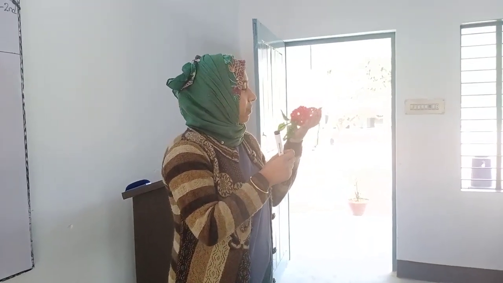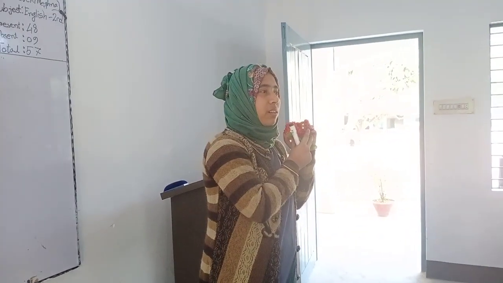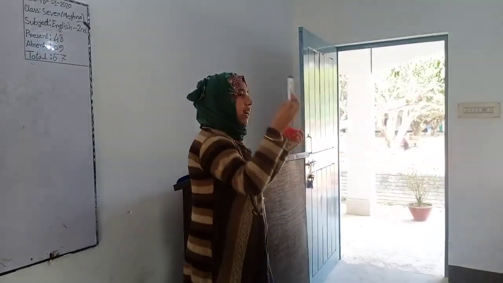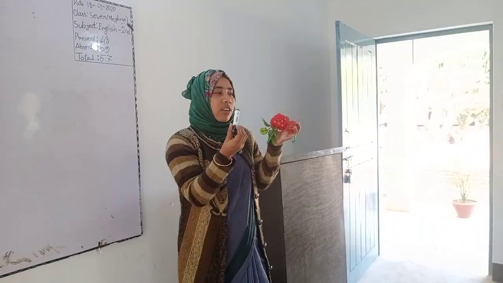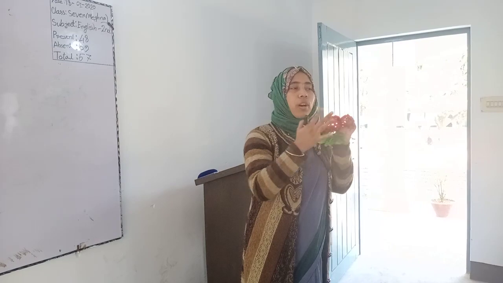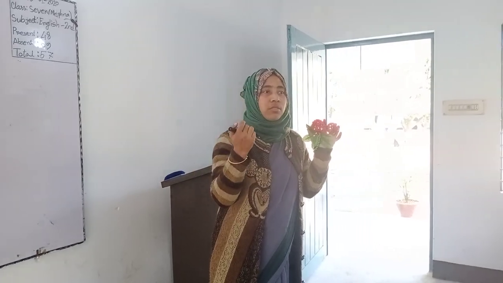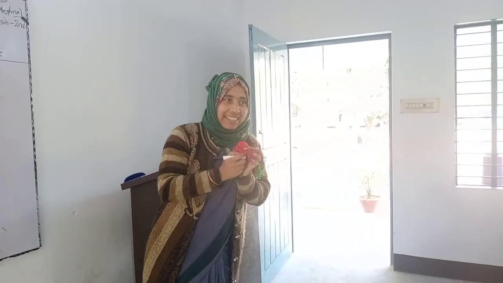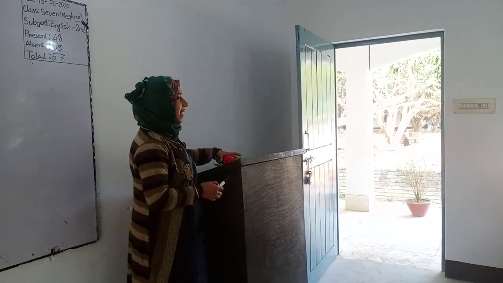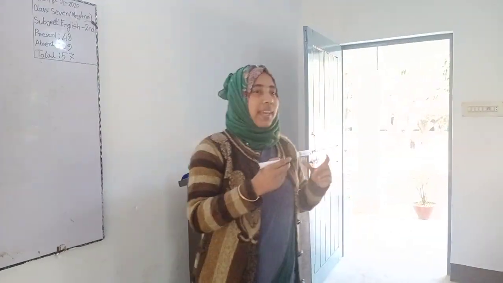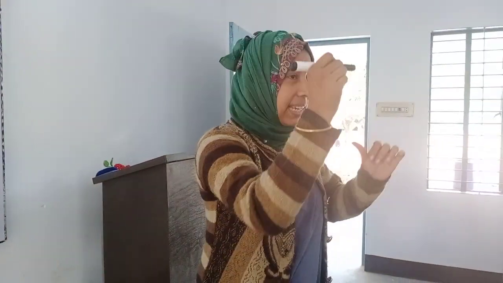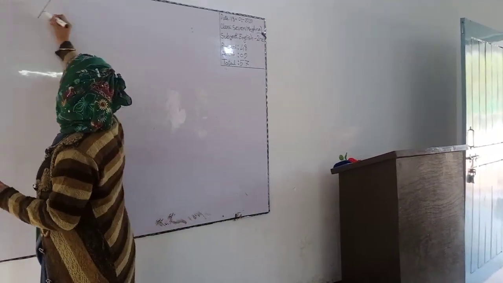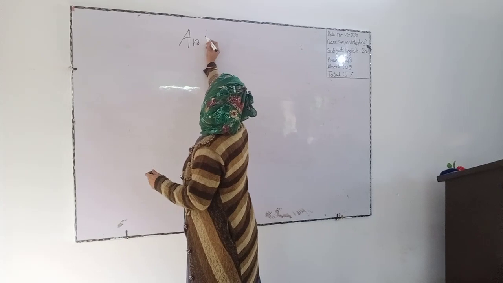Fruits. There are fruits in my hand, but you see a marker pen here also, so I cannot take fruit as the correct answer. What may we think about? Article. Yes, article, because here we see the use of A and AN. So our today's topic is about article.